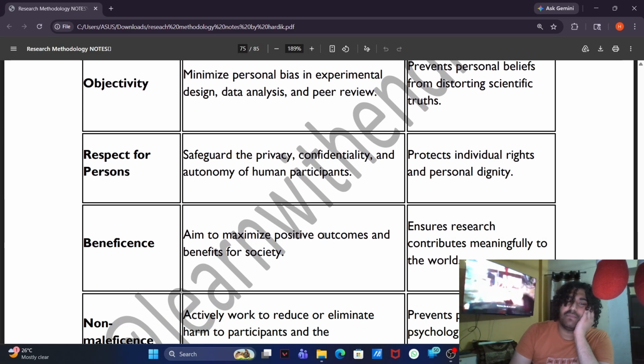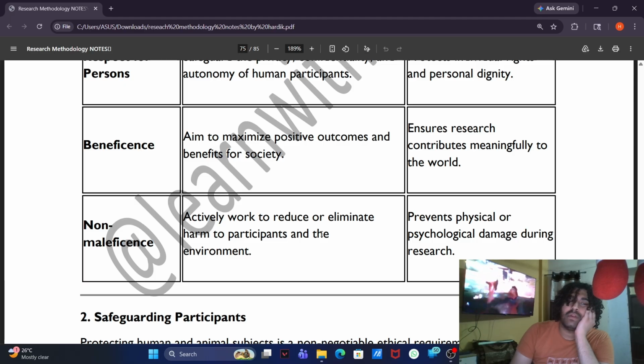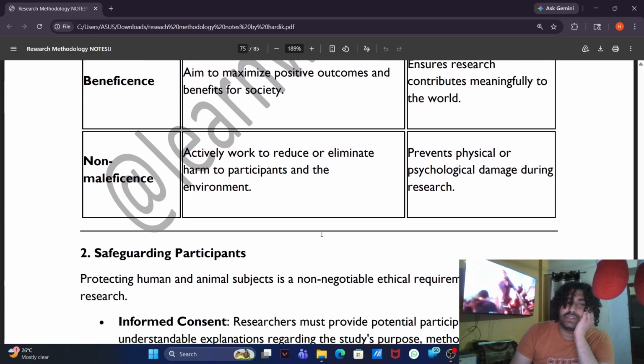Beneficence. Aim to maximize positive outcomes and benefits for society. It ensures research contributes meaningfully to the world. Non-maleficence. Actively work to reduce or eliminate harm to participants and the environment. It prevents physical or psychological damage during research.